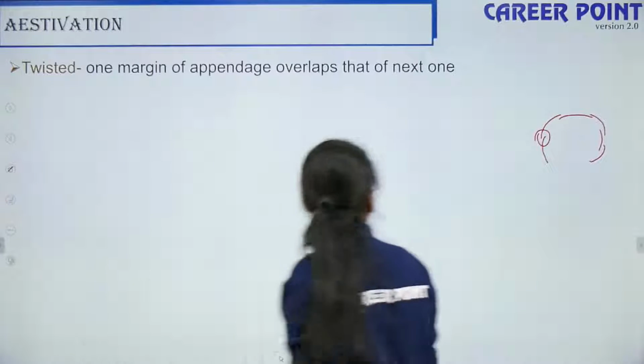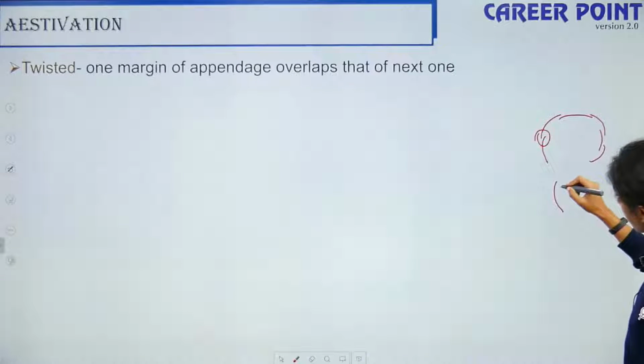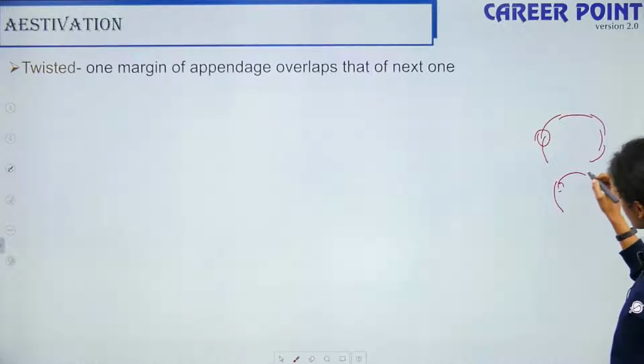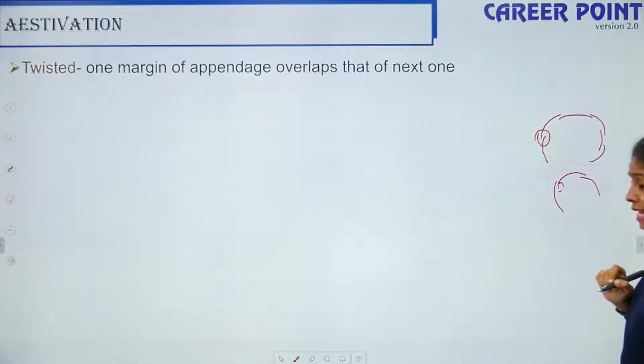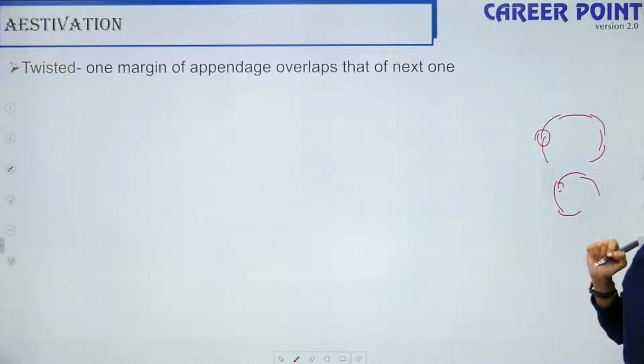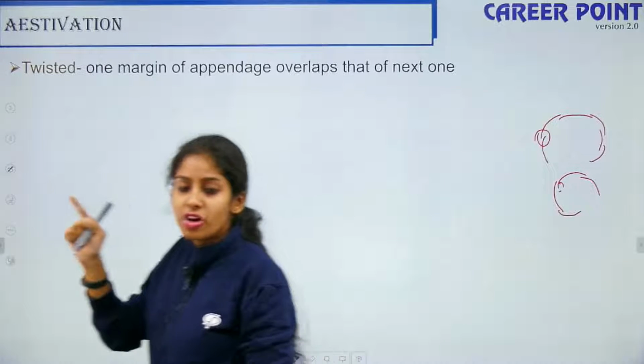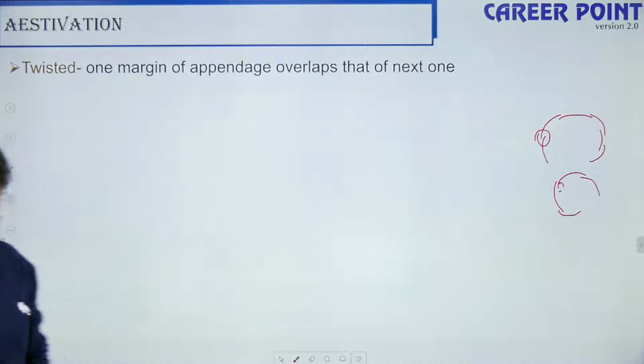For example, if I talk about this, so it is like this. So this is one petal, this is another petal. So this petal on this side, it is on the inner side, so it will be on the outer side. It will be like this. So this is on the inner side, this will be on the outer side. So this follows a particular pattern of your arrangement.